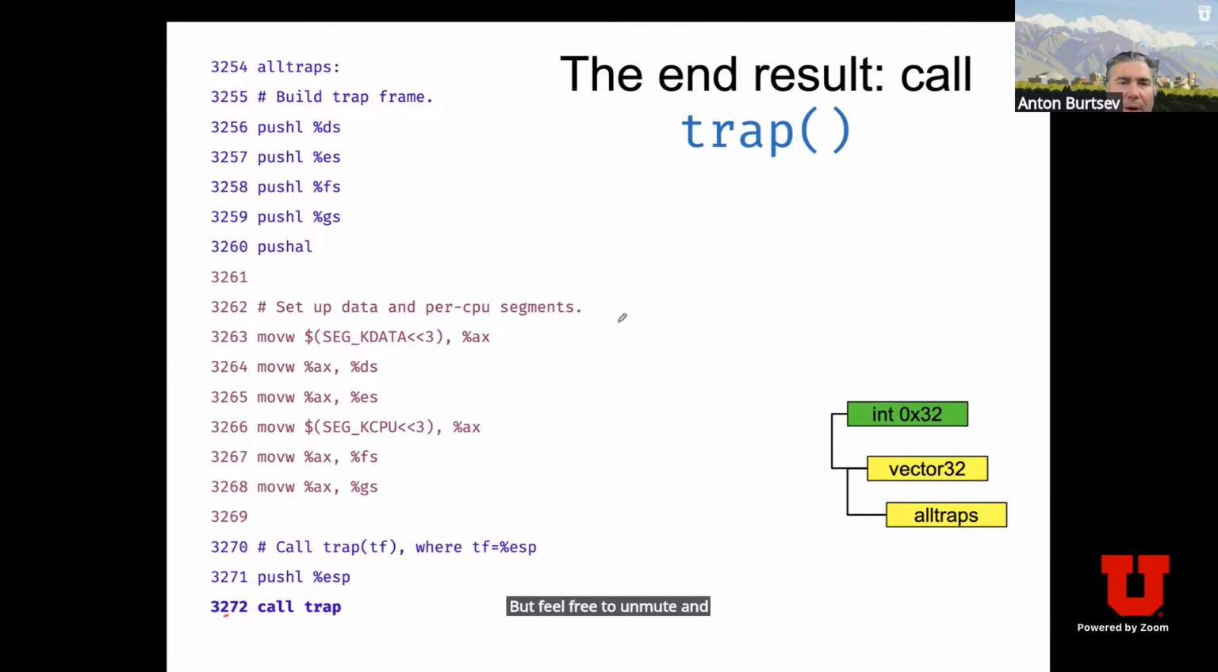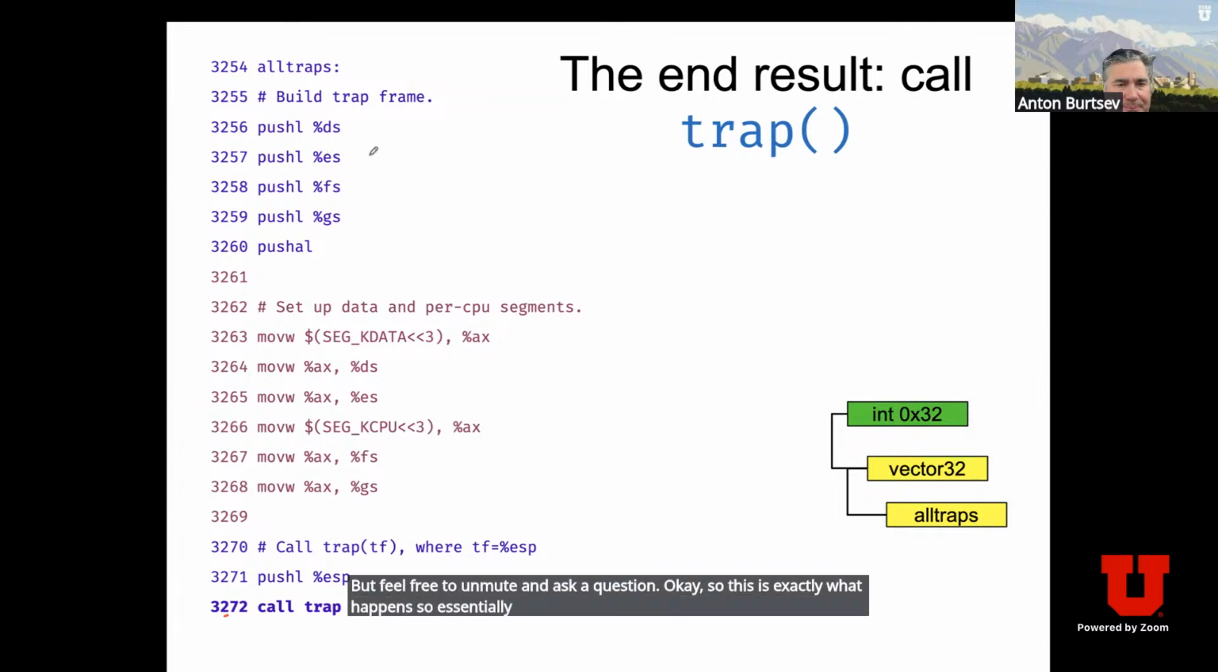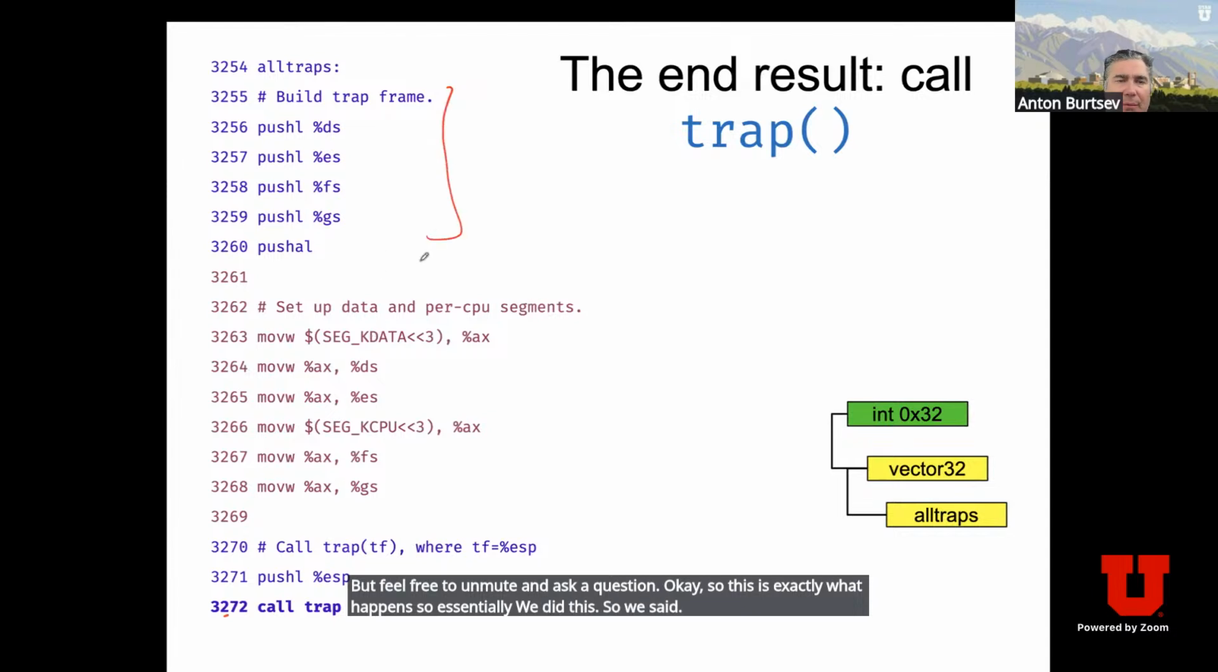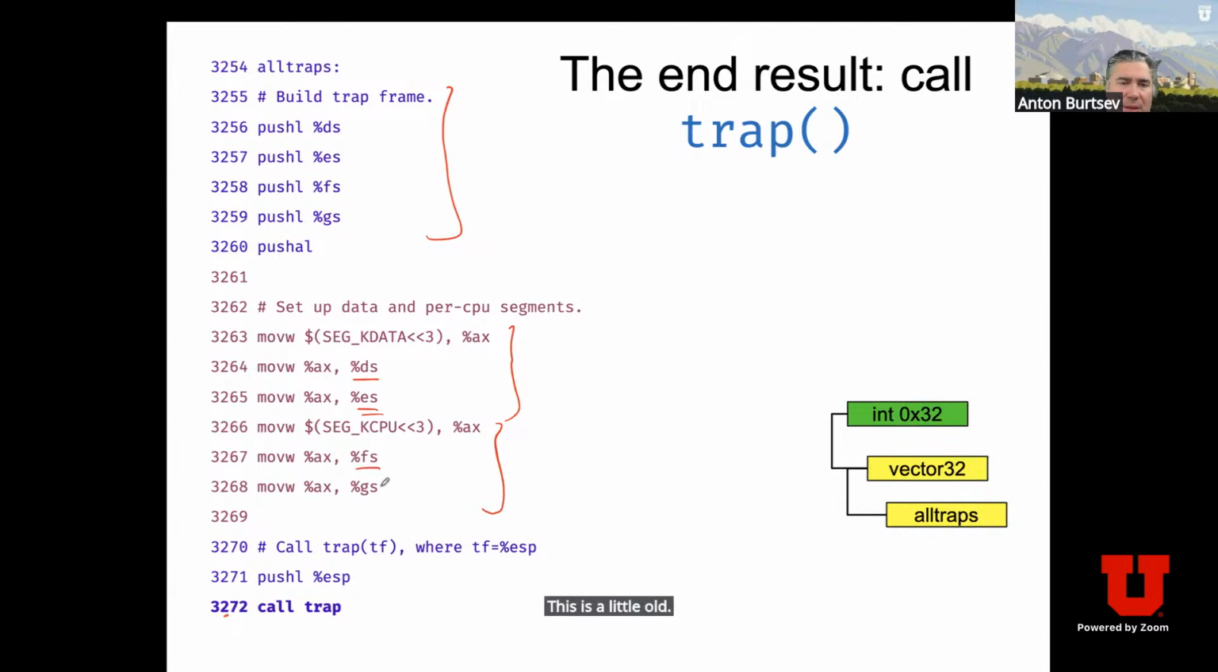So this is exactly what happened. We saved all the registers. We're setting up the data and ES segments. This is a little old; x86 is not using it. This is for per-CPU data structures from an older version of x86. It's not used anymore, so don't pay attention right now.